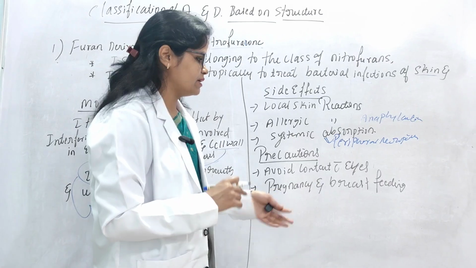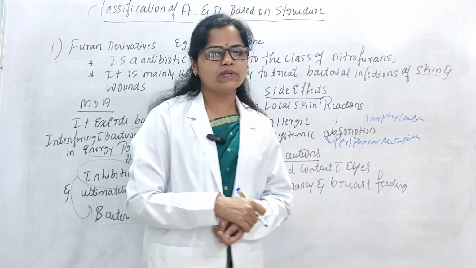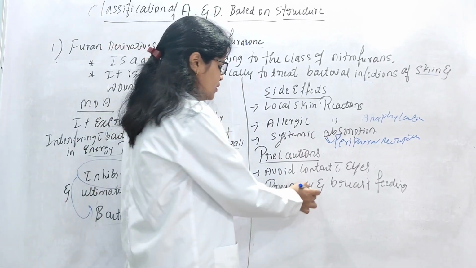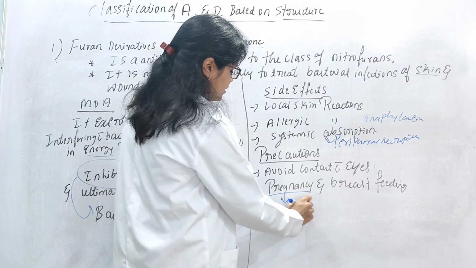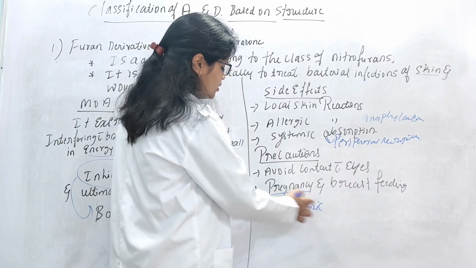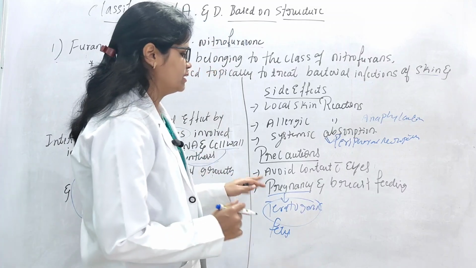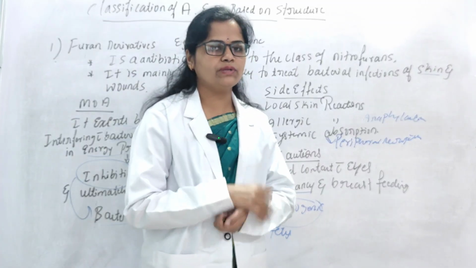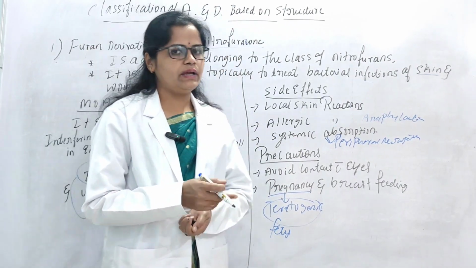And next, pregnancy and breastfeeding. Pregnant and breastfeeding mothers should completely avoid using nitrofurans, because in pregnancy it may cause a teratogenic effect. Teratogenic effect means it is going to affect the fetus, so it is completely avoided during pregnancy and breastfeeding. If you want to use it, take prior intimation from the gynecologist or any physician.